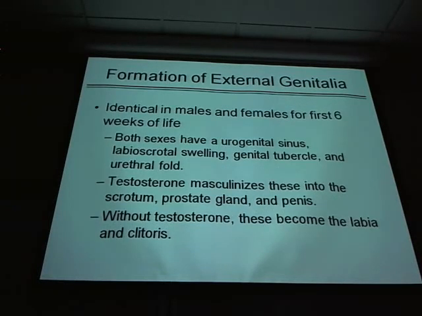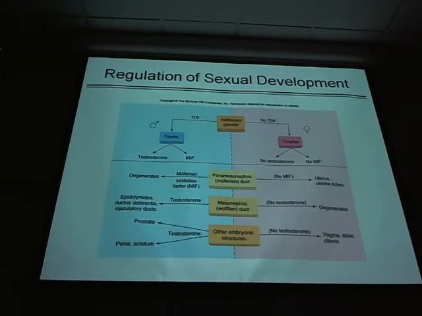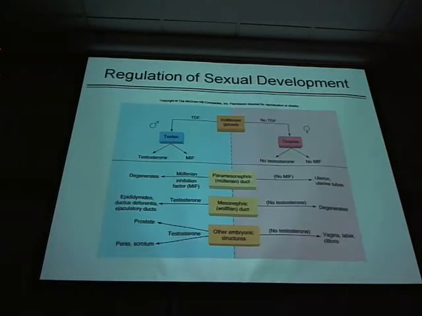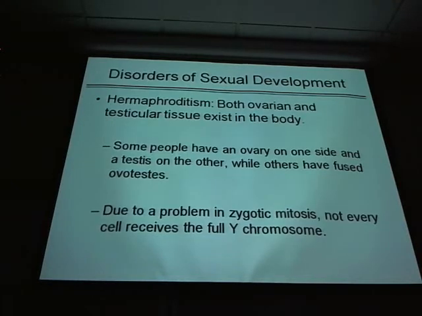That would be funny. External genitalia after 6 weeks: testosterone masculinizes it. With lack of testosterone, you form the female genitalia. That's a good picture. Are you going to draw that? Here, Patrick. This is what it'll look like. Okay, there's your timetable. This is all in your book.